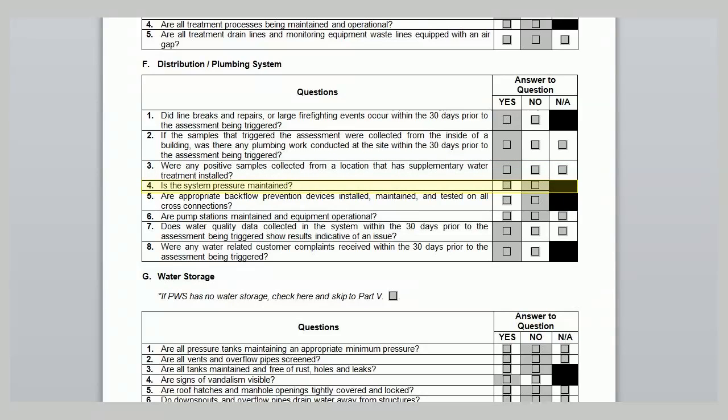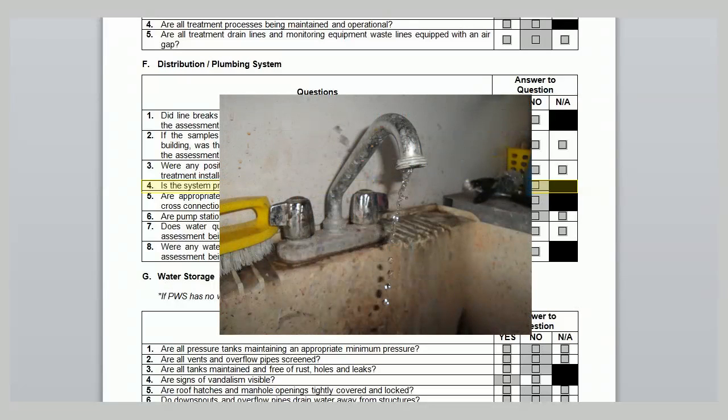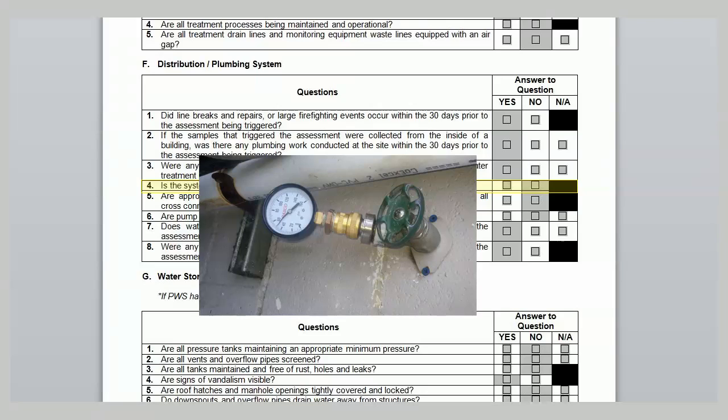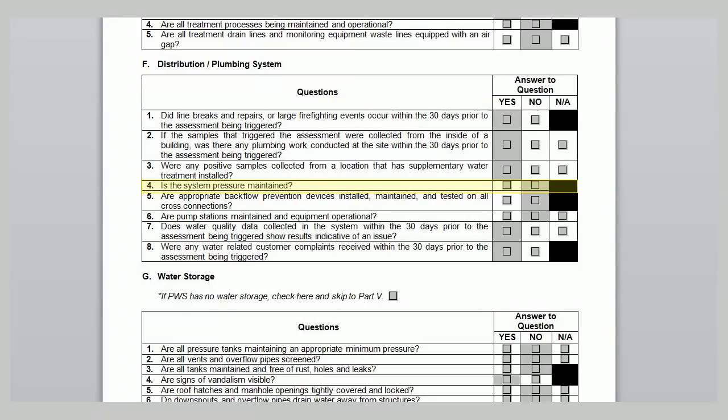The fourth question asks, is the system pressure maintained? So have you recently had any water outages or low pressure problems? If so, it's important to check no here. Pressure problems can lead to backflow and contamination.